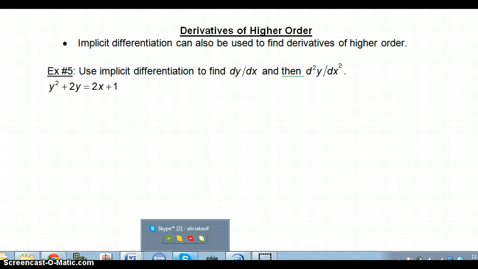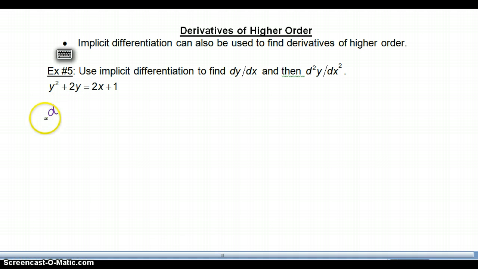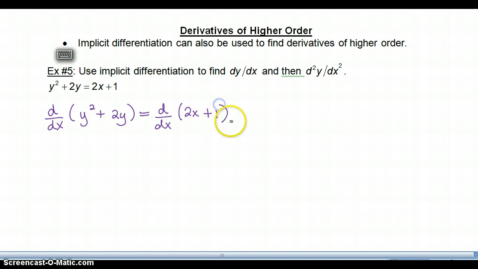Implicit differentiation to find the second derivative. Okay, so take this first example and just do the first derivative. Okay, so take d/dx of both sides. Every time we come up with a variable that is not x, we have to add on the dy/dx.